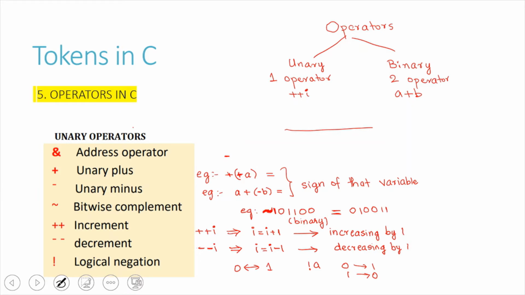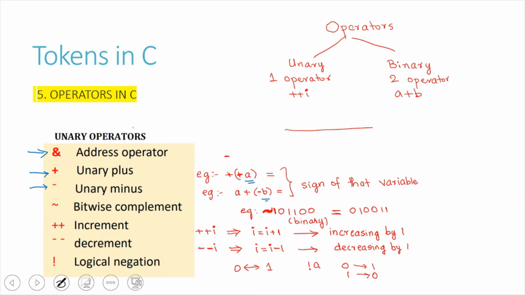There are different types of unary operators. The first one is the ampersand or address operator. It is used to get the address of a variable. Next is the plus sign, which is a unary plus, and it operates only on one operand. Next is a unary minus, which shows the sign of a single operand, for example -B.